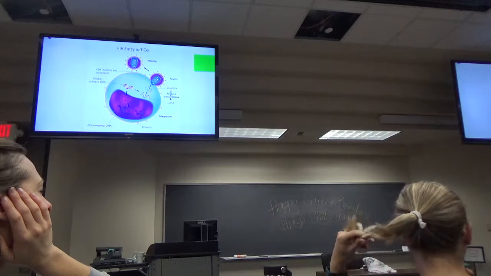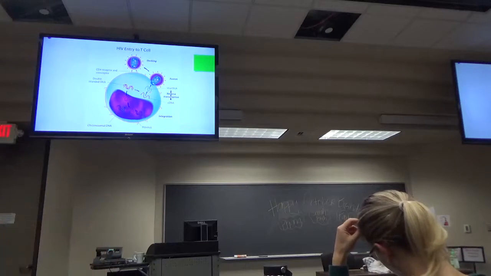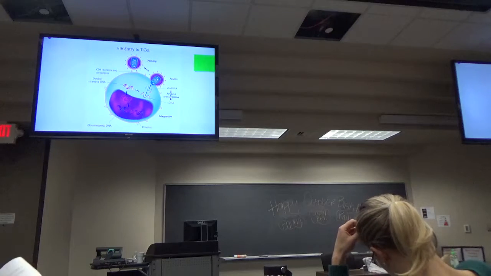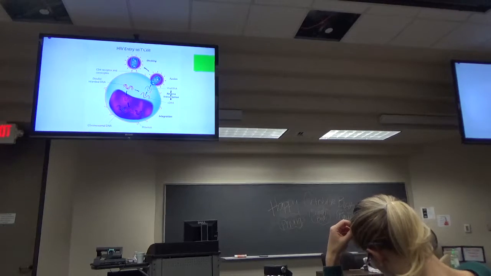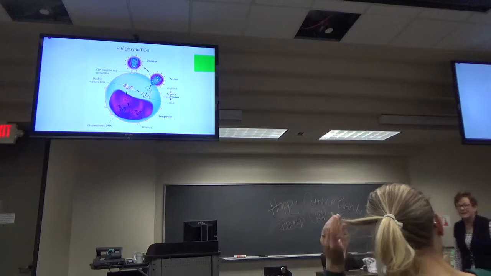Anyway. Okay, so goals of therapy. What are we trying to do when we use antiretrovirals? Well, one is we want to reduce the morbidity and mortality. So keep them from getting opportunistic diseases, which are what? What are the kinds of illnesses they get?